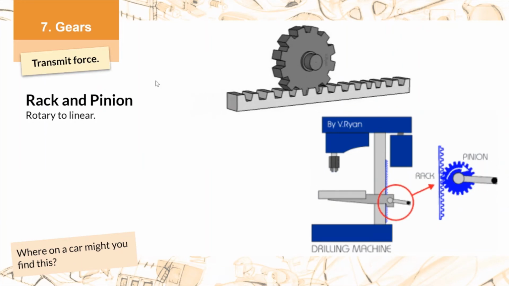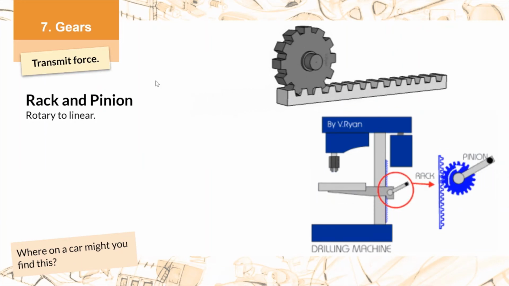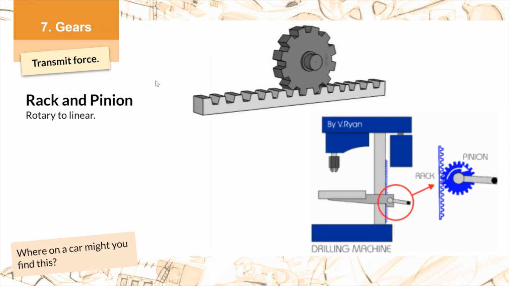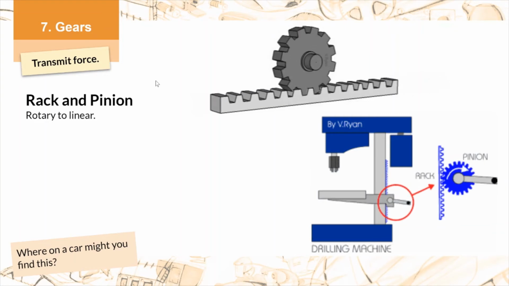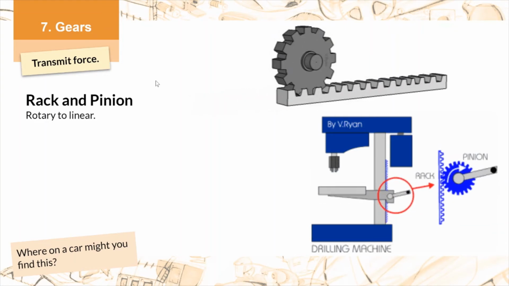Okay, another one we've got is rack and pinions. So what's going on here? Can you see we're turning rotary motion into linear. You could argue it's reciprocating because it's going backwards and forwards, but if you turn it one way, you get linear motion out the other end.